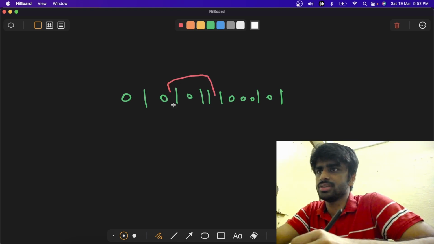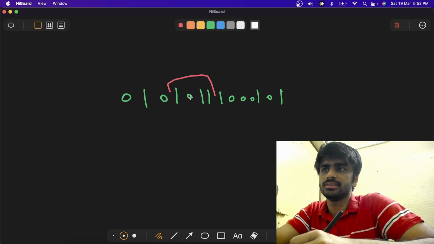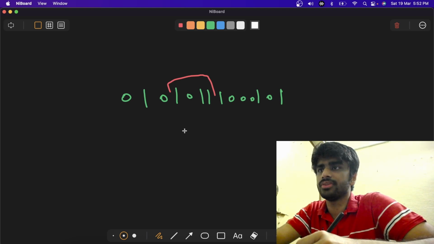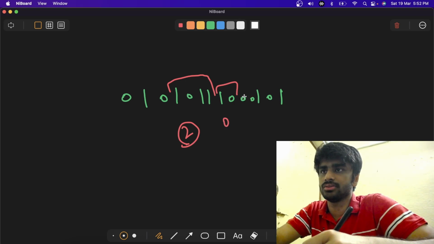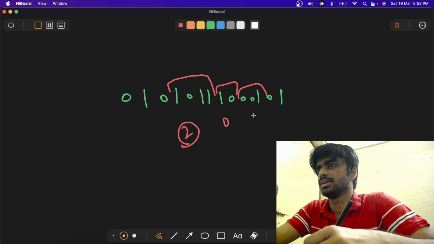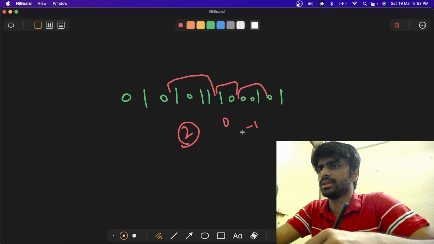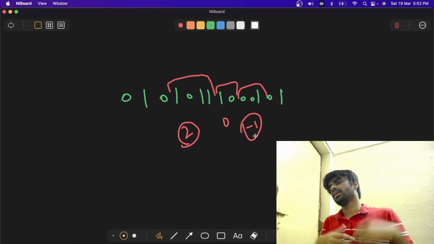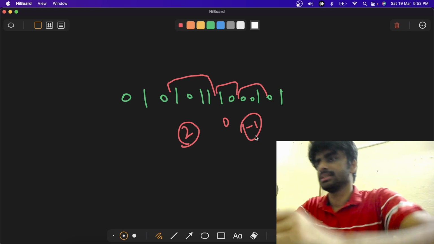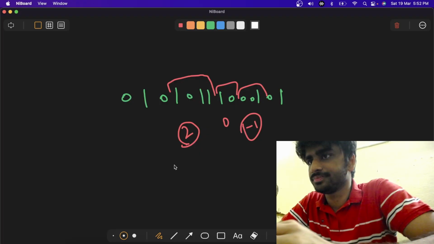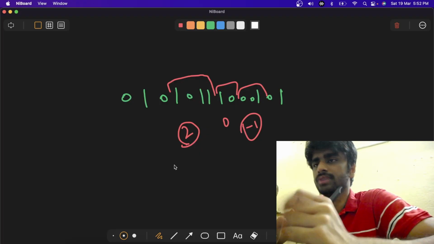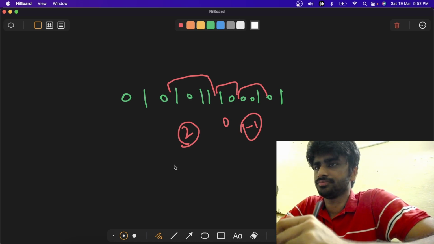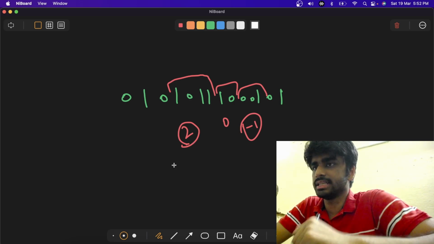In this range, we have 3 ones and 1 zero, so the difference is 2. In this range, we have the difference 0. In this range, we have the difference -1 or something like this, right? And so we want all the unique differences, and that is our answer. All the unique differences between the number of zeros and ones in our ranges.